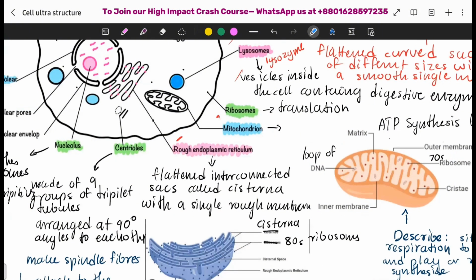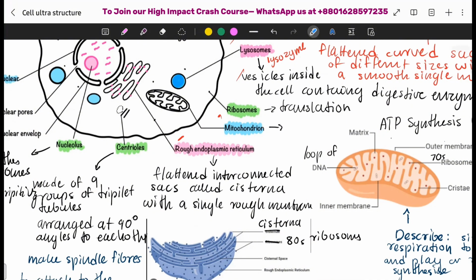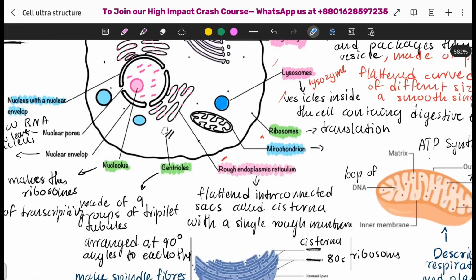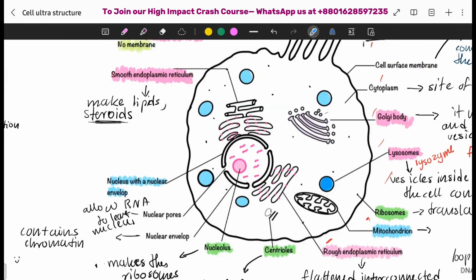Don't confuse crista and cisterna. Crista is for mitochondria, crista or cristae, and cisternae or cisterna is for rough endoplasmic reticulum. Sorry, not the inner foldings, the sacs basically. They're called cisterna or cisternae. And for smooth endoplasmic reticulum, they won't have ribosomes, and their function is to make lipids and steroids. So that's their function.